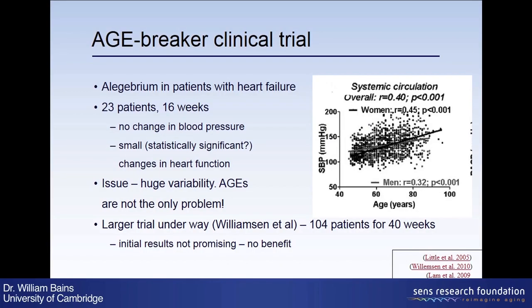So it does something really cool, and it does something sufficiently cool for people to be willing to say, let's try it in human beings. So Agebreaker was put into human beings with age-associated hypertension, 23 patients, 16 weeks, and no change in blood pressure. A small change in some aspects of heart function. One of the problems with doing this is that there's enormous variability in blood pressure and enormous variability in crosslinks. You add those two variabilities together and you've got dots all over the place.